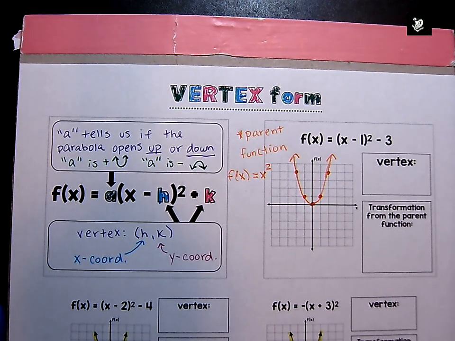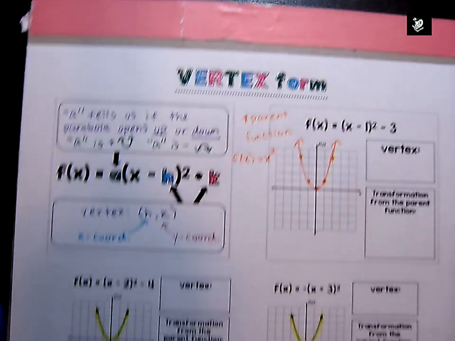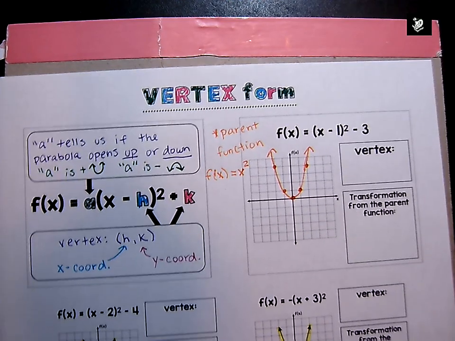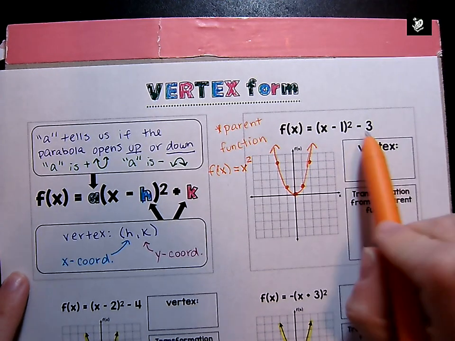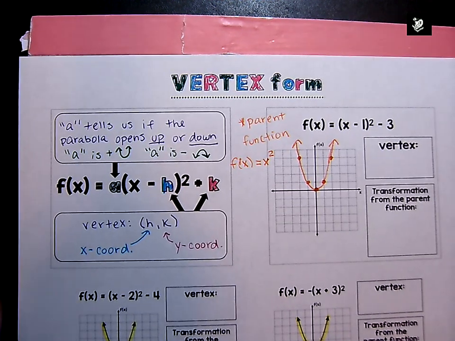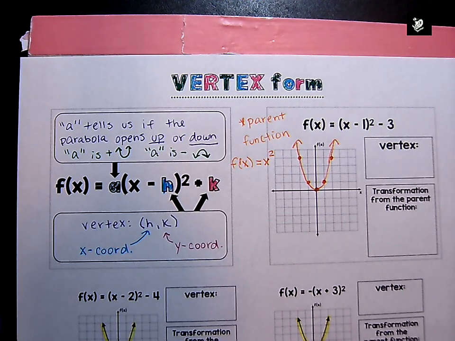So you're going to notice on this page that all of the parent functions are actually drawn in for you, and I highlighted them all in yellow. And we're going to use that parent function to figure out how our new quadratic is shifting. Is it shifting up, down, to the left, or to the right?